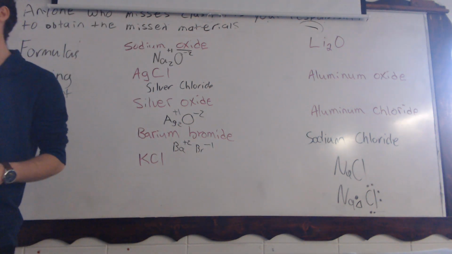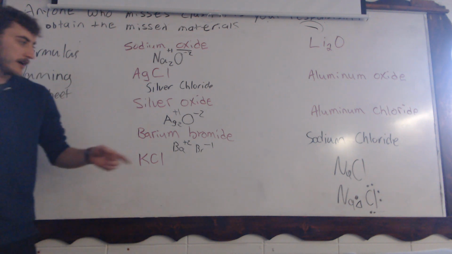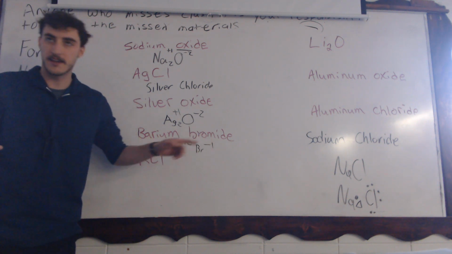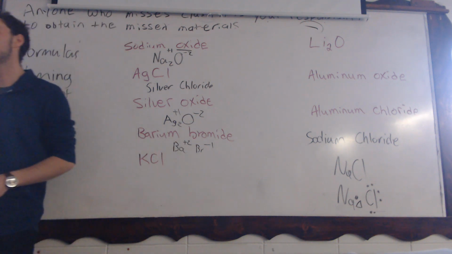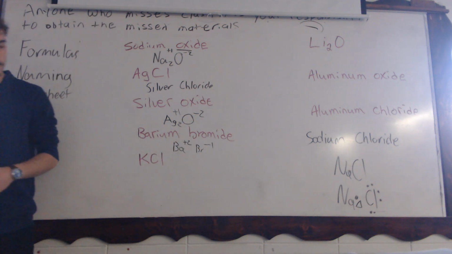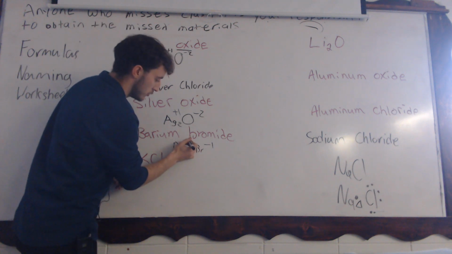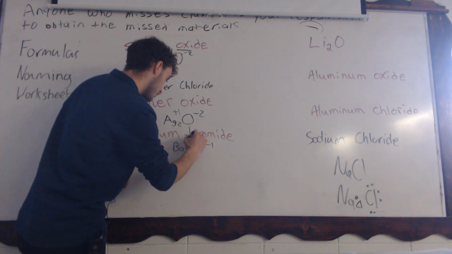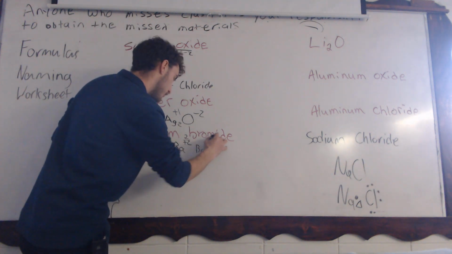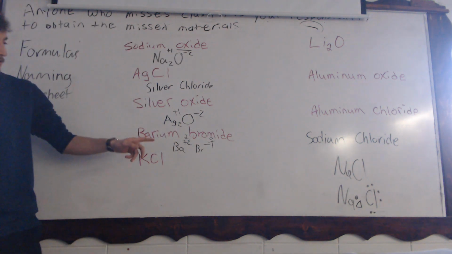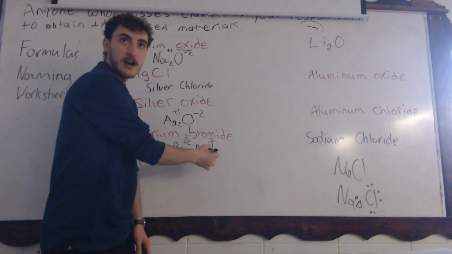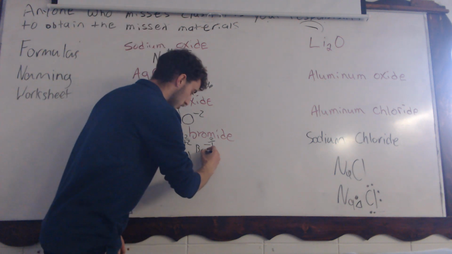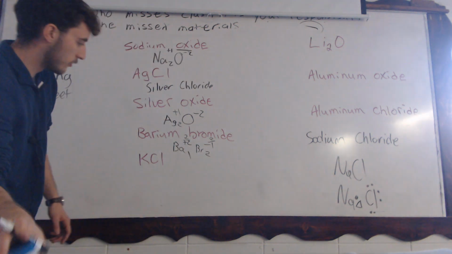Okay. I also heard some questions on how to do the least common multiple. So what's the least common multiple of 2 and 1? 2. So we're going to put 2 above both. What's 2 divided by 2? 1. What's 2 divided by 1? 2. So, we don't need the 1.